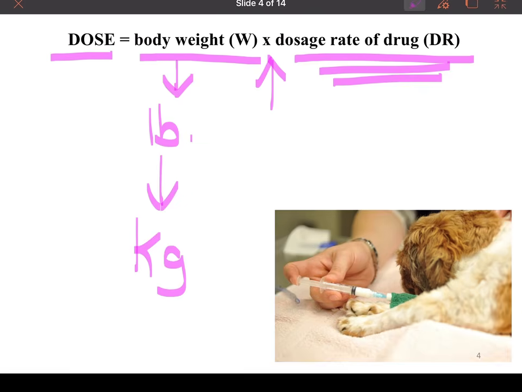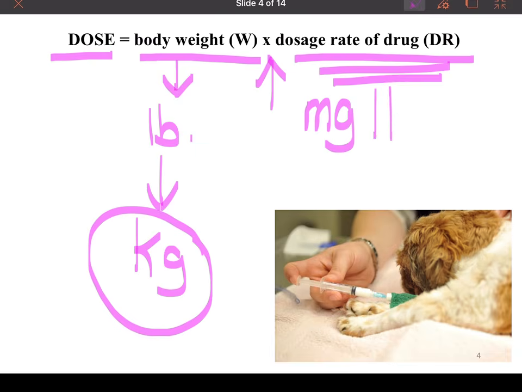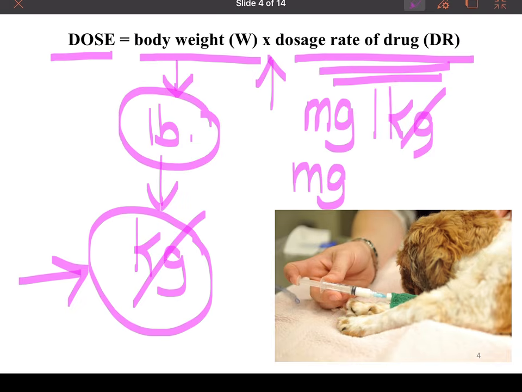drug label occasionally. The thing to remember is that if you're working with a dosage rate, let's say in mgs per kg, your body weight needs to be in kilograms as well, so we could cancel out these units. We need to work with the same units. By the same token, if you're working with a drug dose in mgs per pound, you need to make sure that your weight is in pounds as well, so those will cancel out.